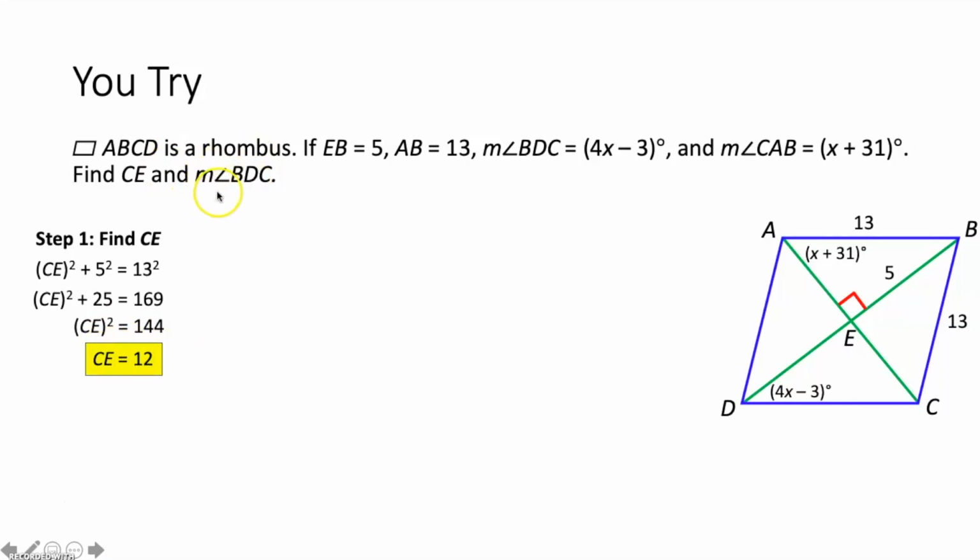Now we need to find the measure of angle BDC. That would be this angle right here. So I just have to figure out what x is first. How do I find x? Well, I need to set up an equation that involves x. Well, I'm also given this angle up here. Can I get these related somehow?